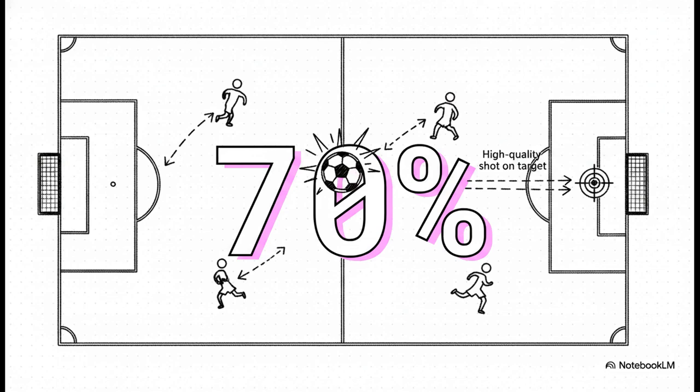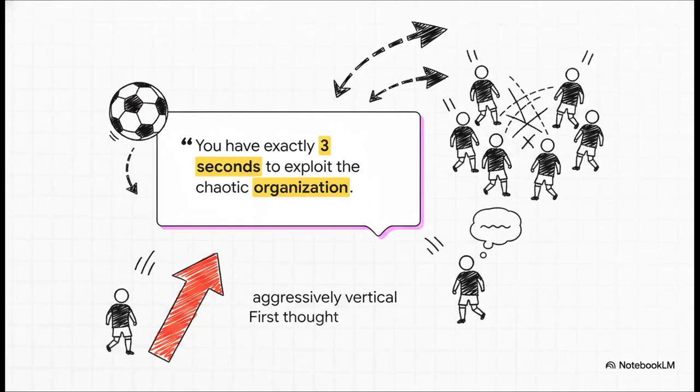Why? Well, when you win the ball there, the opponent's defensive line just hasn't had time to drop deep yet. They're caught high, leaving vast acres of green grass behind them. At that moment, you are literally just 3 passes away from a high-quality shot on target. The exact millisecond that ball is recovered, a 3-second psychological countdown kicks off. You've got exactly 3 seconds to aggressively exploit the chaotic organization of the opponent before they recover their shape.